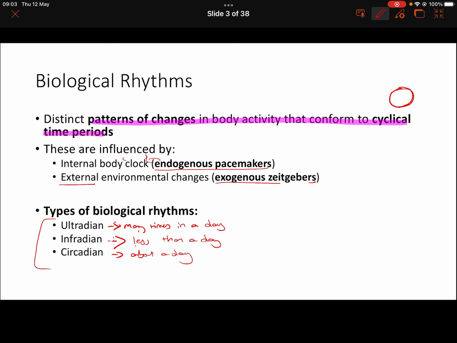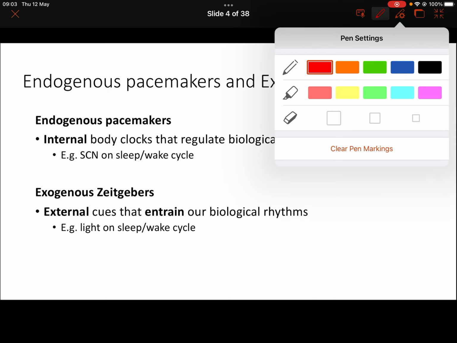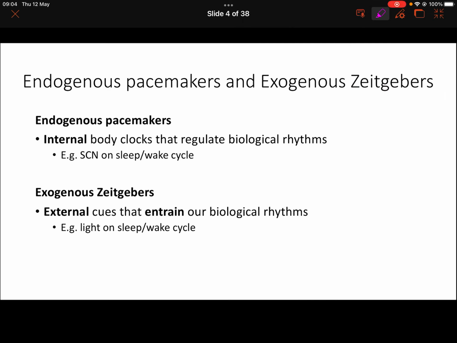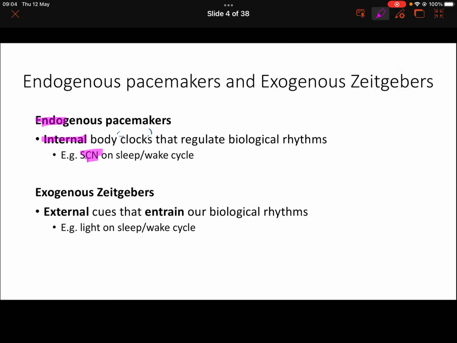Okay, so just a heads up, we're going to be using those terms endogenous pacemakers and exogenous zeitgebers. We're going to go into these in much more detail in the third video in this series. So bear in mind that we will cover these in much, much more detail, but we're going to be using them also throughout these videos, so it's important that we introduce them now. Endogenous pacemakers. Endogenous refers to the internal body clocks that regulate biological rhythms. We're going to be looking at one really key endogenous pacemaker, the SCN, or the suprachiasmatic nucleus. We'll look at where that's located and we'll look at its function in the sleep-wake cycle later on, but we'll be referring to it here.